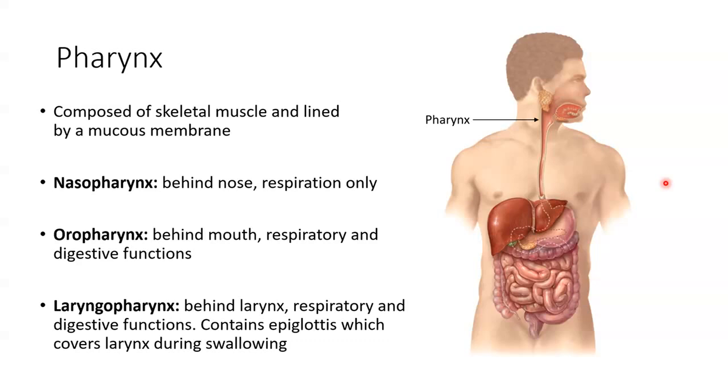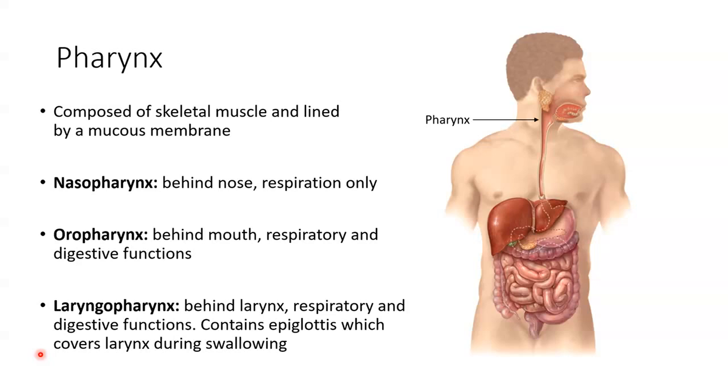So all things going well, the nasopharynx only functions in respiration and breathing, whereas both our oropharynx and our laryngopharynx have both respiratory and digestive functions. So swallowed food passes from the mouth first into the oropharynx and then the laryngopharynx, and the contractions of the skeletal muscle in this area is what helps propel or move the food then down into the esophagus and then the stomach.